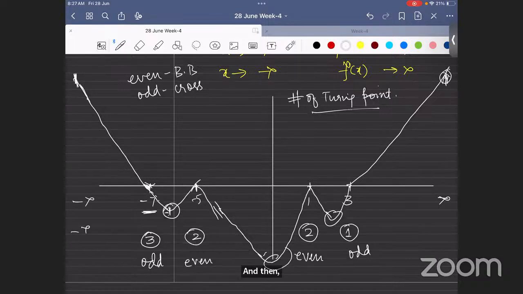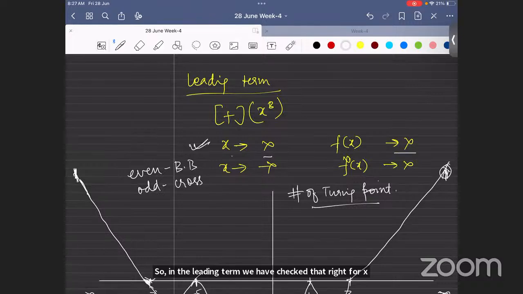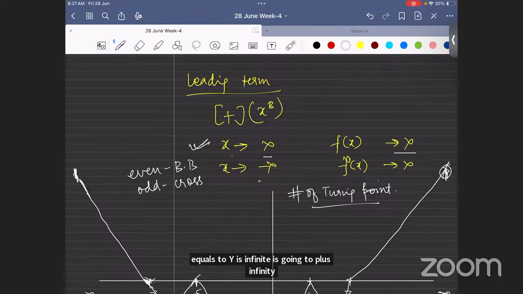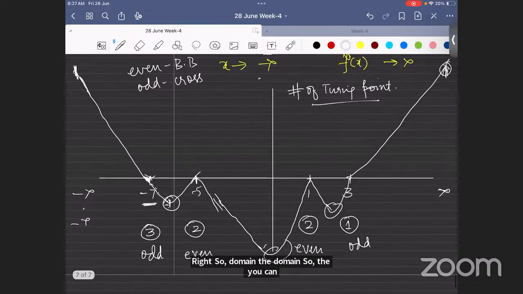Can you explain the domain part again? Okay, so what I was saying is, they can ask you something like, how does the function behave in its domain? So for this polynomial, can you tell me what's the domain? Is it R to R or something else? It is R to R, right? Yes, sir. Because the domain is from minus infinite to infinite, and the starting behavior we checked from the leading term: for x equals minus infinite it goes to plus infinite, and similarly here also. So you can take any values from minus infinite to infinite, correct?